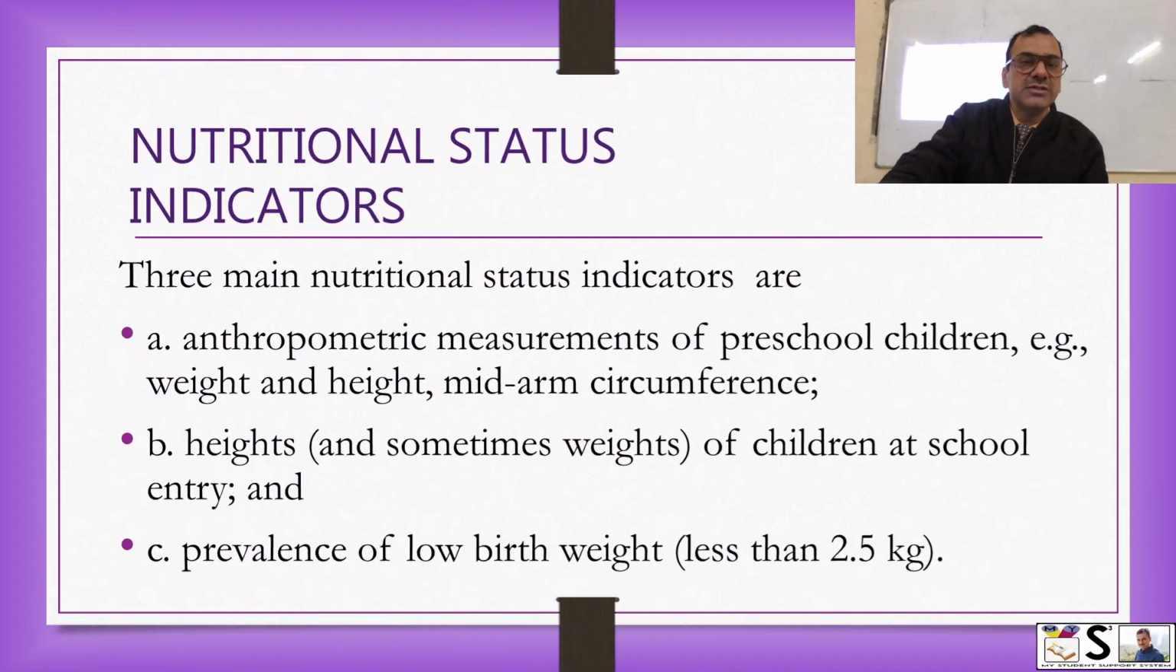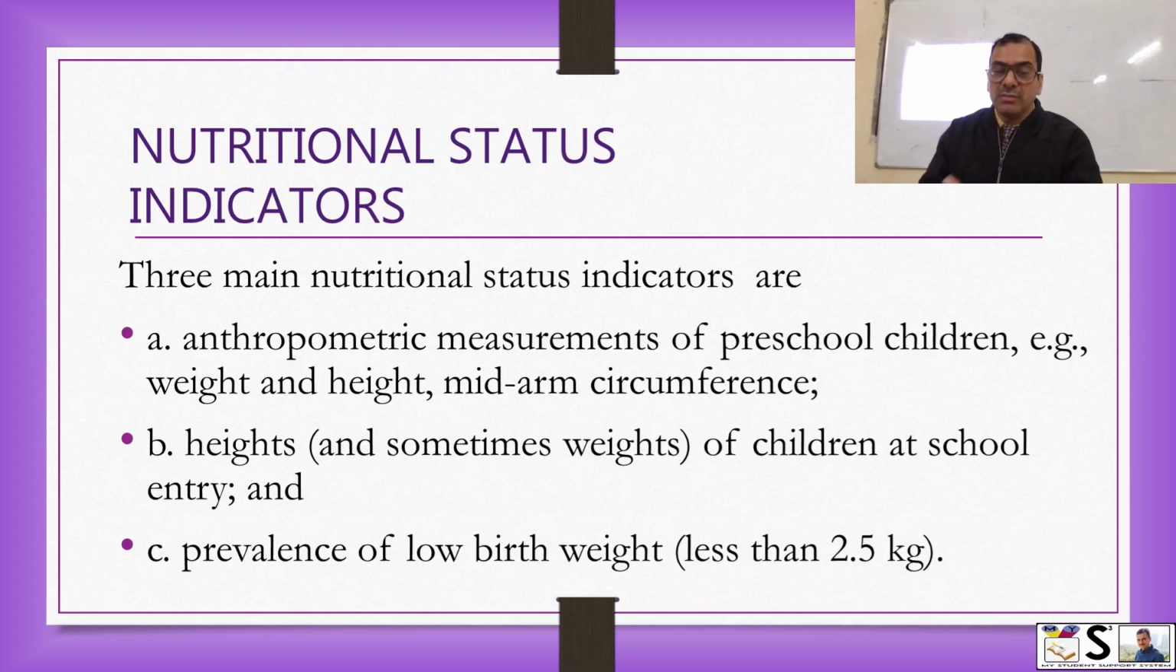Then the third one is nutritional status indicators. So what are the nutritional status indicators? These indicators will show the nutritional status of a particular person. These include anthropometric measurements of preschool children like birth weight, height, weight, mid-arm circumference, chest circumference of children. Okay. So through these measurements we can find out the nutritional status of the child. So these are nutritional status indicators.